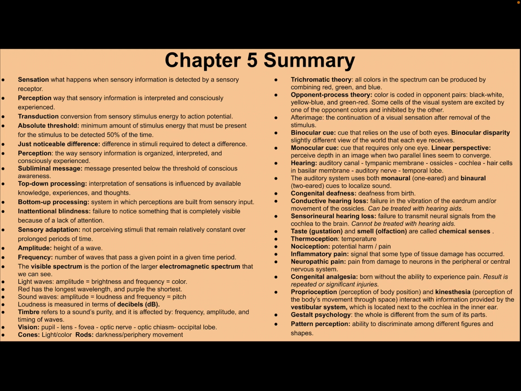Proprioception is the perception of our body position, and kinesthesia is the perception of our body's movement. Our interaction with the information provided by our vestibular system allows us to perceive our body's position and our movement. The vestibular system is similar to the auditory system, and it's located next to the cochlea in the inner ear.